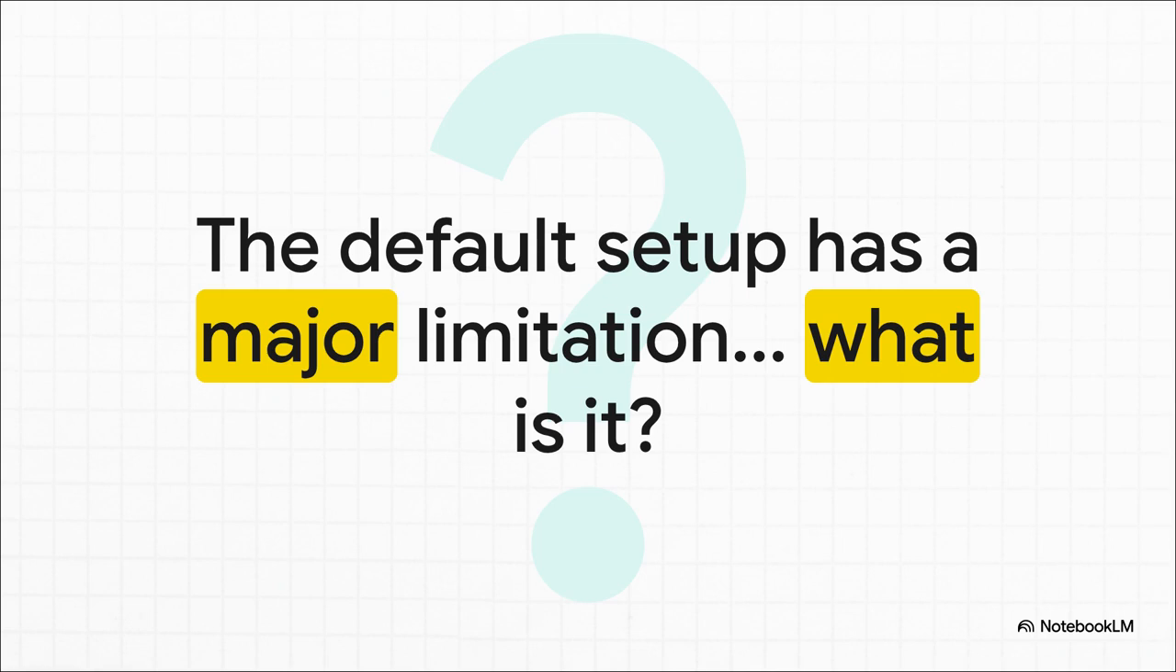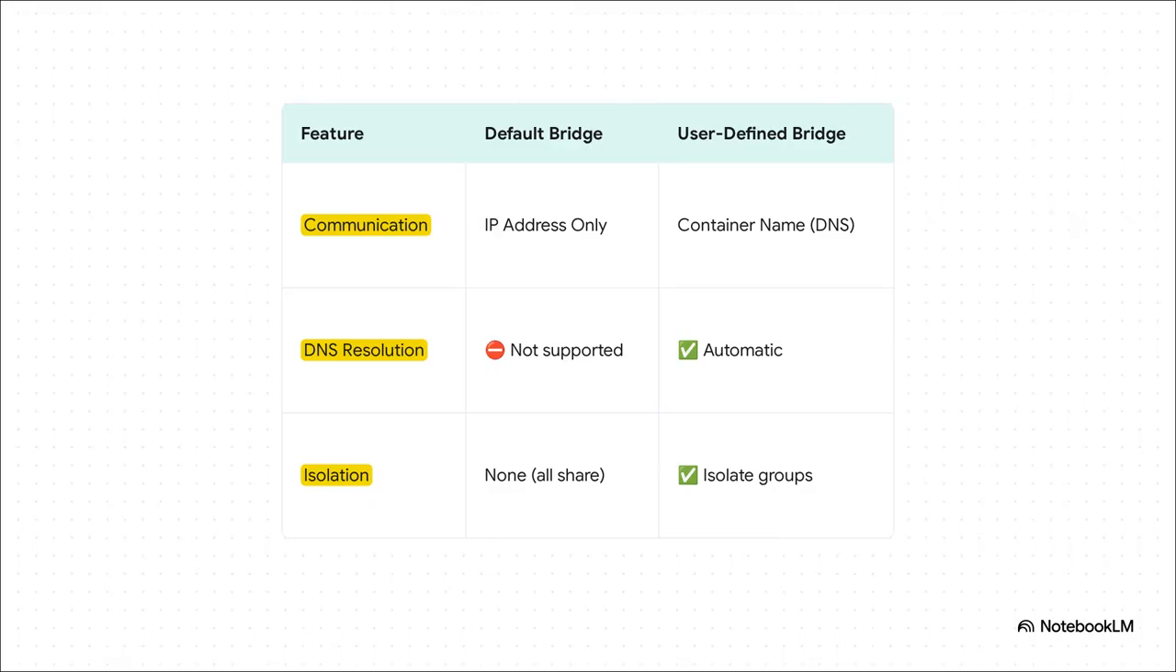The default bridge network is super convenient for sure, but it has one huge drawback that makes it a pretty bad idea for most production setups, or even for complex development. And this really highlights why you need to take control of your networks. Okay, so here's the catch with the default bridge. Your containers have to know each other's exact IP address to talk.